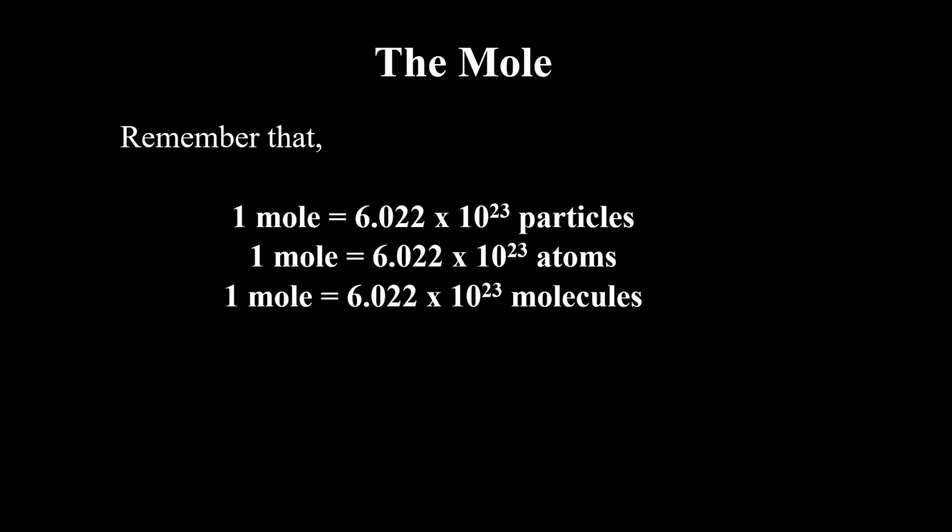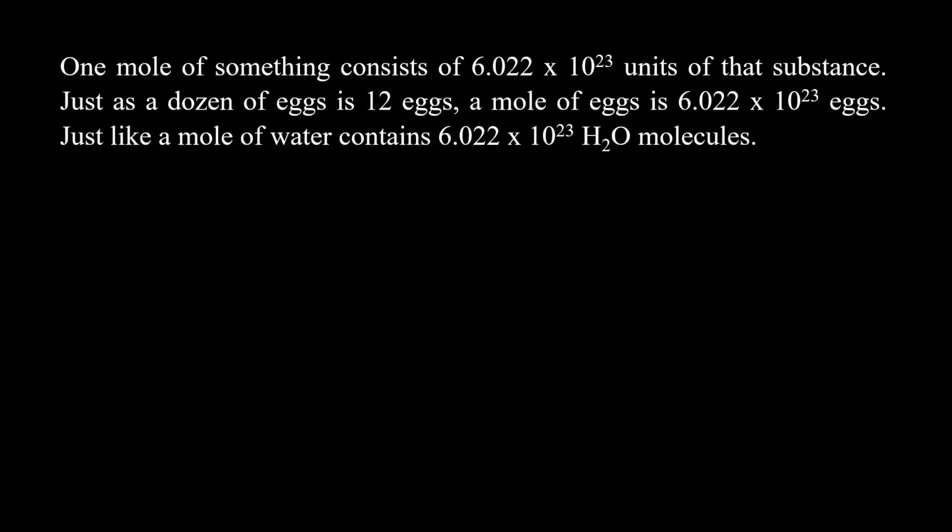Now remember, 1 mole is equal to 6.022 times 10 raised to 23. In 1 mole of something, there are 6.022 times 10 raised to 23 units of that substance. For example, a dozen of eggs is 12 eggs. A mole of eggs is 6.022 times 10 raised to 23 eggs. Just like a mole of water contains 6.022 times 10 raised to 23 molecules.